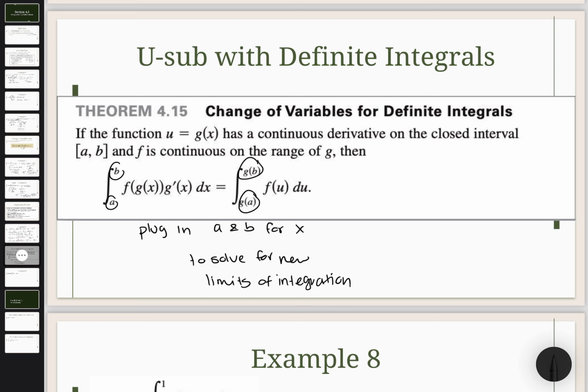So if the function u equals g of x has a continuous derivative on the closed interval, then I can change my limits, and then I'm just plugging those in for u instead of having to replace u with your original function and plug in things for x. Okay, so again, easiest way to understand this is let's do an example.